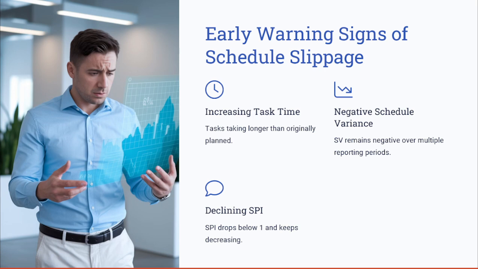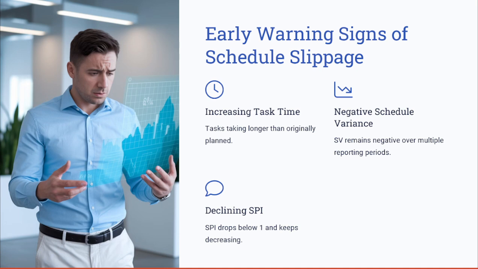When we talk about how trend analysis helps you identify the early warning signs of schedule slippage, there are key indicators. First is increasing task completion time. If a task needs extra time to be completed every time, that means the task is taking longer than originally planned. The second indicator is delay in critical path activities. That means there is a delay in the critical tasks that affect the overall timeline.